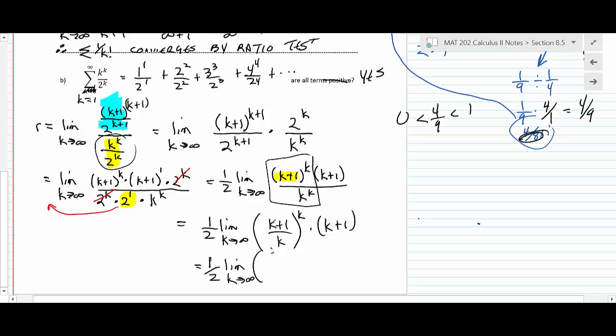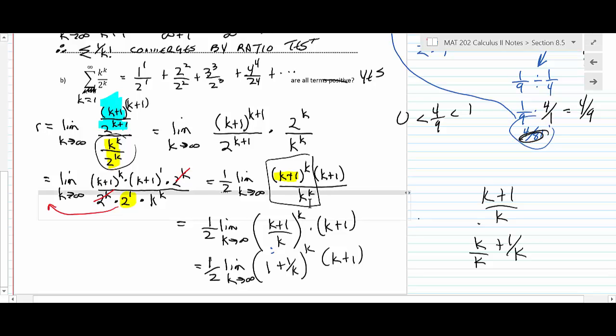You could split this up. If you have k plus 1 over k, you could write that as k over k plus 1 over k, which is 1 plus 1 over k, to the k power times k plus 1. So this is a more analytic way to look at this. Now, if you look at this, where would this thing right here go if k was infinity? 0. That'd go to 0, right? So what you would really have is 1/2, and then 1 plus 0 to the k times k plus 1. Okay, like that.